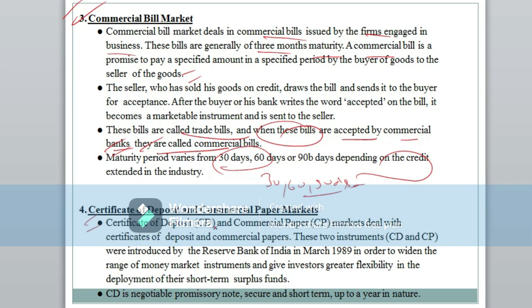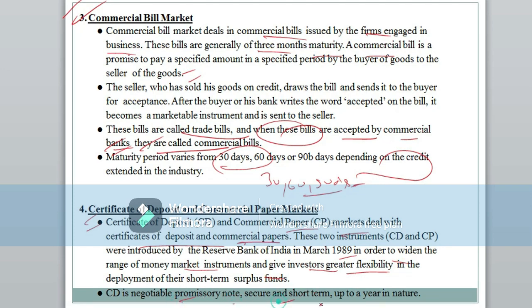Then comes the certificate of deposit and commercial paper, a market that deals with certificates of deposit and commercial papers, and these are two instruments, CD and CP. The Reserve Bank of India in March 1989, in order to widen the range of money market instruments, gave investors greater flexibility in the deployment of their short-term surplus funds. A certificate of deposit is a promissory note, secure and short-term, up to a year in nature.